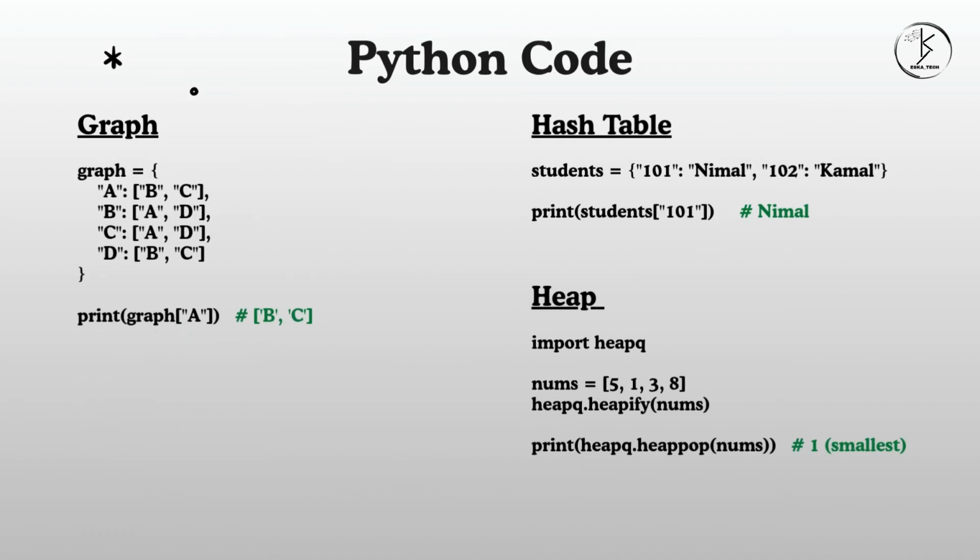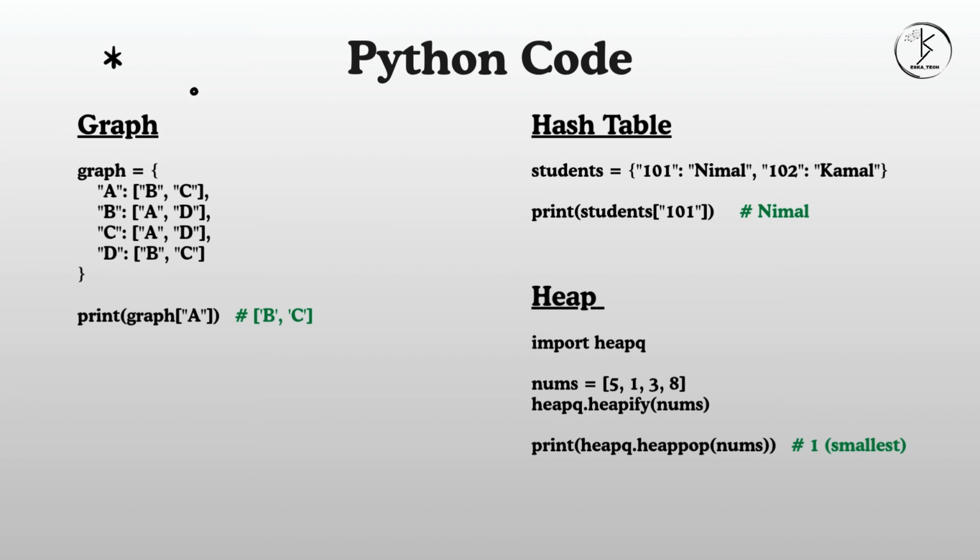This represents a graph using a Python dictionary, where each key is a node, and its value is a list of nodes it's connected to. For example, node A is connected to B and C, so when you print graph A, it shows B, C. This is known as an adjacency list representation of a graph.